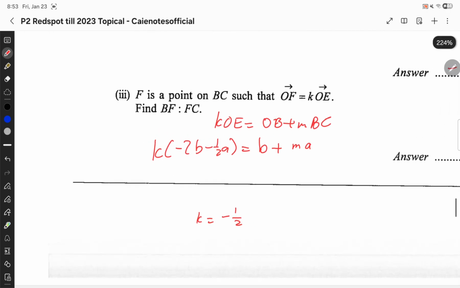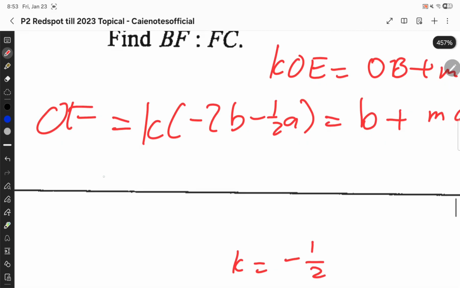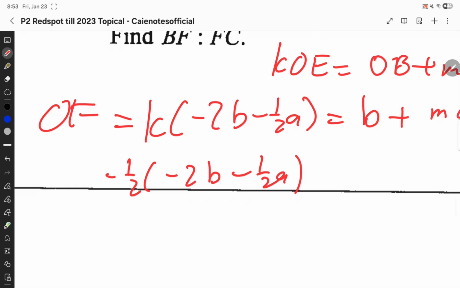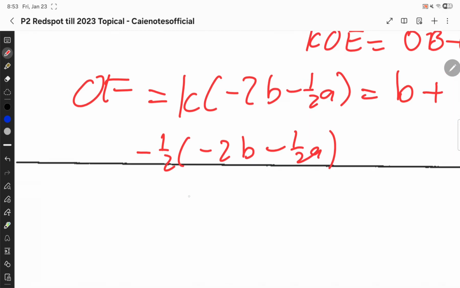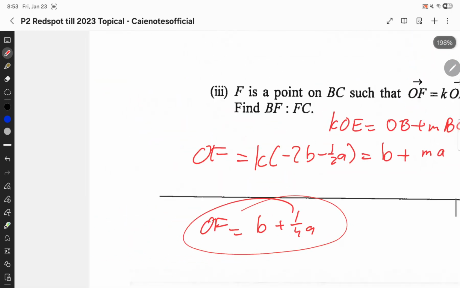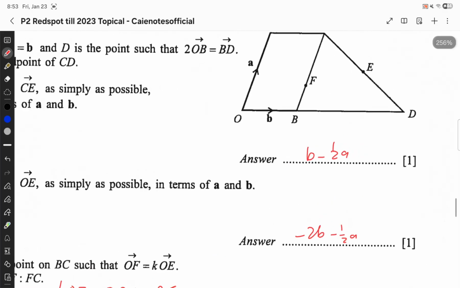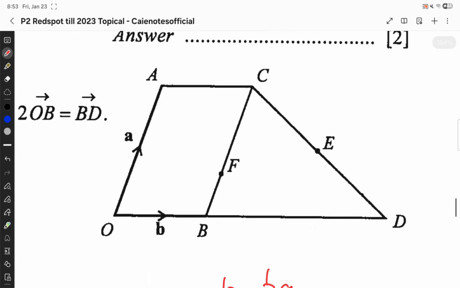And so if we plug this back in, this is also a definition for OF. Let's plug in k is equal to negative a half into this. So this is negative a half, negative 2b plus minus a half a, which gives b plus a quarter a. OF is equal to this. Nice, we found OF.